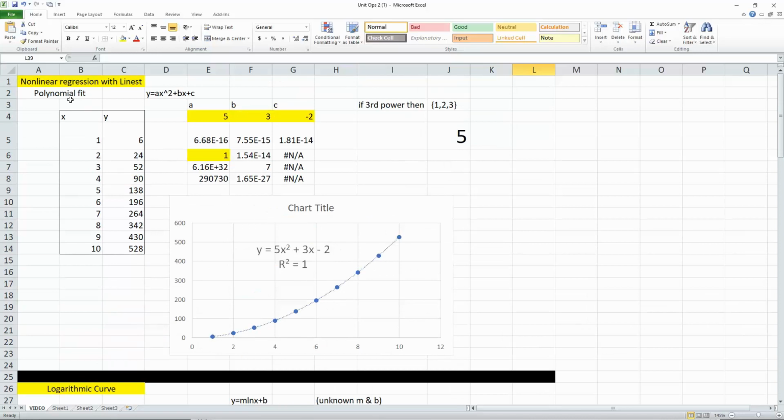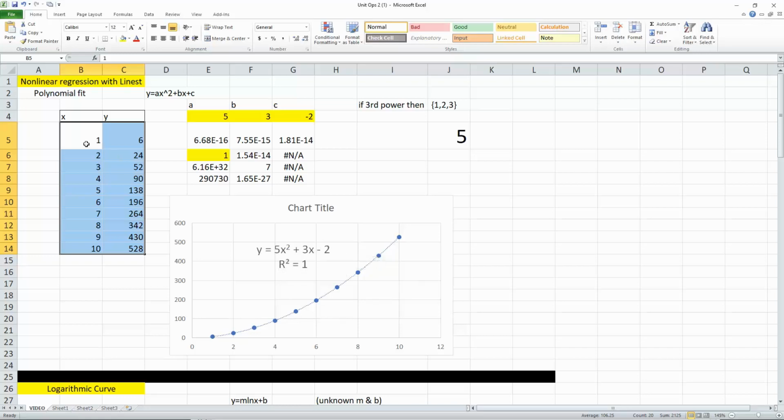So here, our first problem, we have a nonlinear regression. In this problem, we have a polynomial: y is equal to ax squared plus bx plus c. I generated this set of numbers simply through my calculator. I already came up with an equation in this form, and that equation was y is equal to 5x squared plus 3x minus 2.